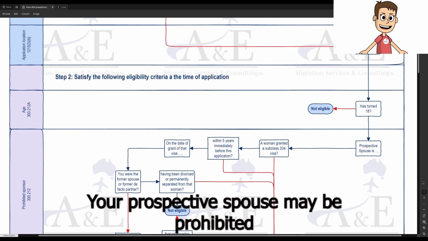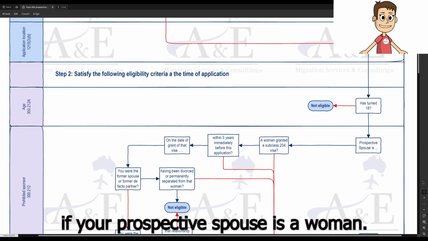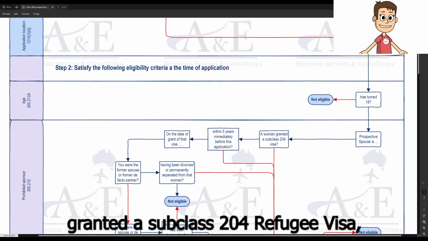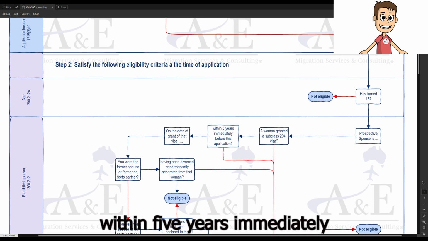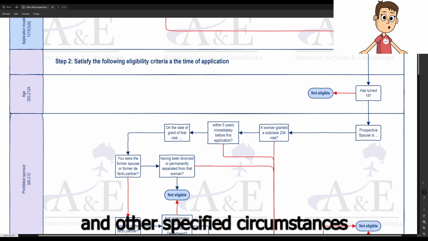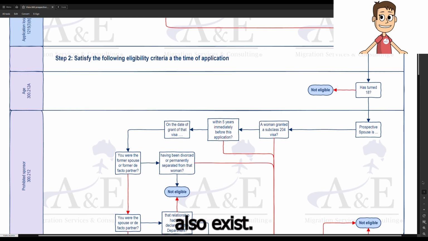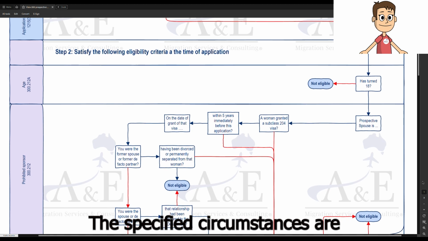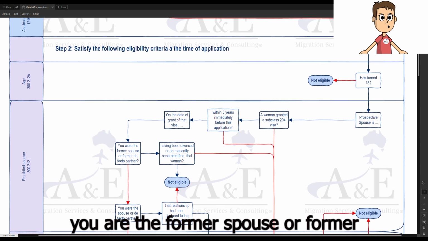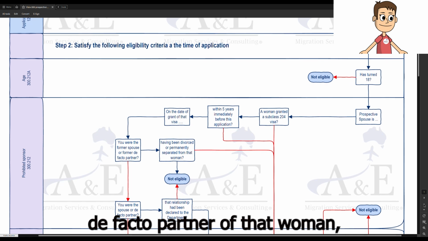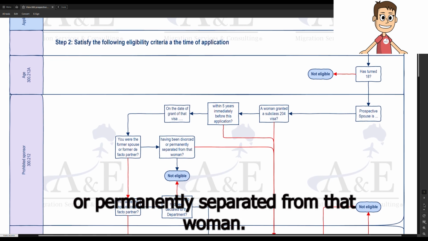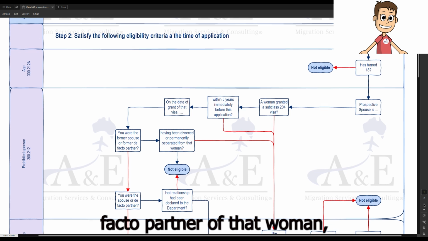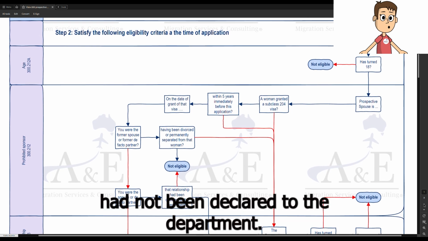Your prospective spouse may be prohibited from sponsoring you if your prospective spouse is a woman granted a subclass 204 refugee visa, woman at risk within 5 years immediately before your visa application, and other specified circumstances also exist. The specified circumstances are: you are the former spouse or former de facto partner of that woman, having been divorced or permanently separated from that woman. Or you are the spouse or de facto partner of that woman and the relationship had not been declared to the department.